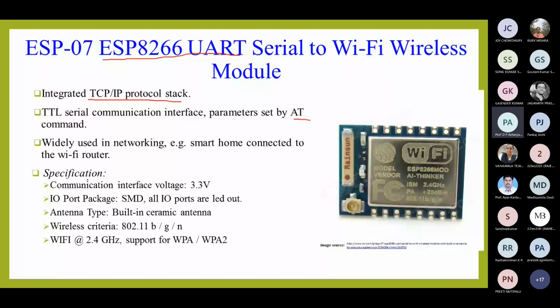Your interface voltage is 3.3 volt. Then the IO port package is an SMD package. All I/O ports are laid out. The antenna is built in, and of course Wi-Fi is 2.4 gigahertz.